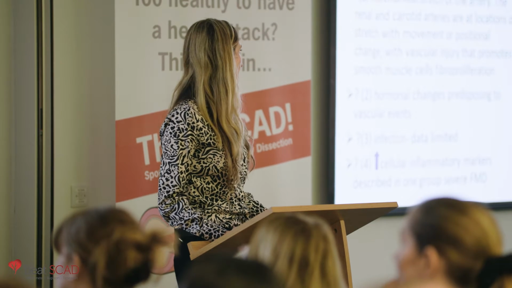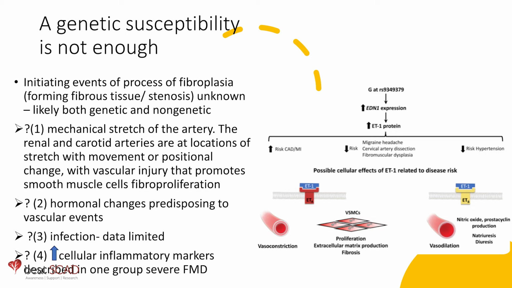So one question is, is there something to do with mechanical stretch of the artery? So your carotid arteries, your kidney arteries are in locations of quite a bit of stretch with movement, positional change. So is it possible that vascular injury that results from all this movement might promote these smooth muscle cells inside to become scarred and fibrosed? Hormone changes, again, is obviously a hot topic. Are there some hormonal changes that might then predispose to vascular events?